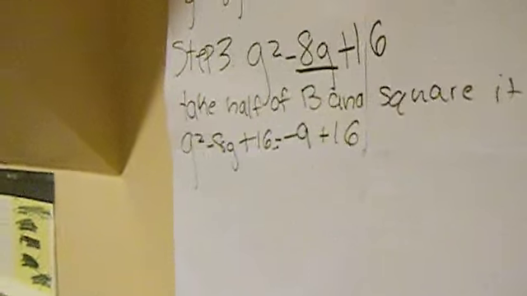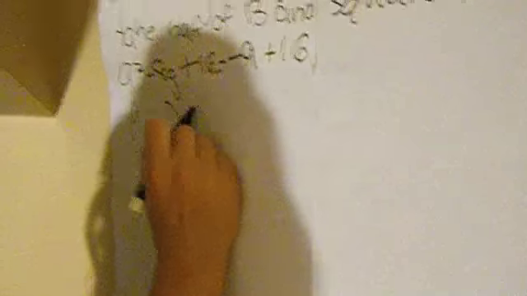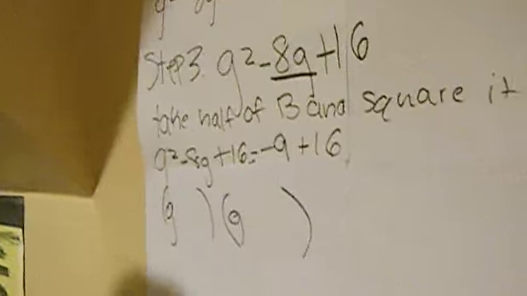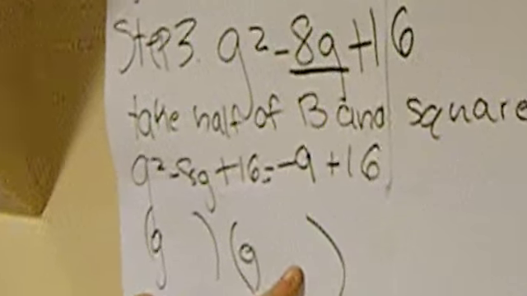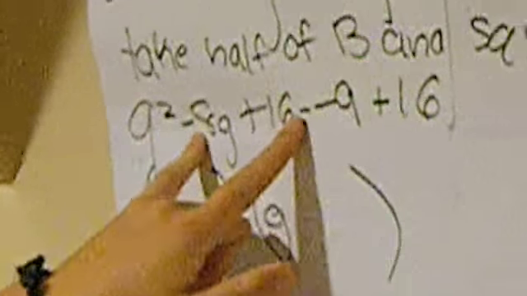Okay, so now it's time to factor. Start with drawing the parentheses. G and G. Can anyone see what numbers we put in here that will equal these two numbers when added and multiplied? Yes, Katie?